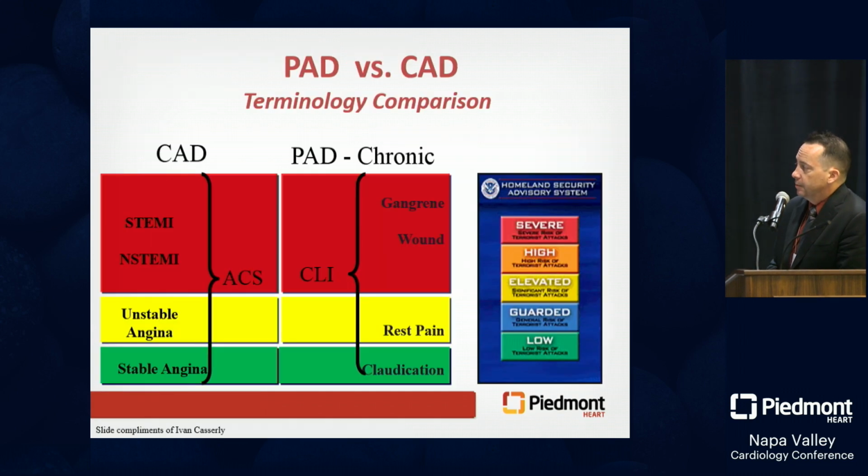I borrowed this from my mentor who trained me, Ivan Katserly, and this is a good way of looking at it, especially for the interventionalist. If you look at CAD versus PAD, acute coronary syndrome is very similar to critical limb ischemia. Stable angina is very similar to claudication. This is not a rush. No one dies from it. It is lifestyle limiting.